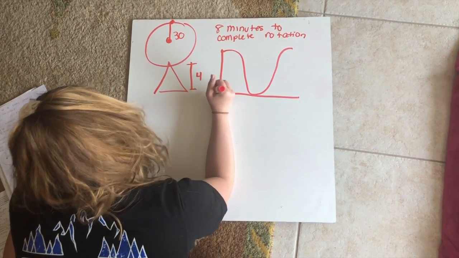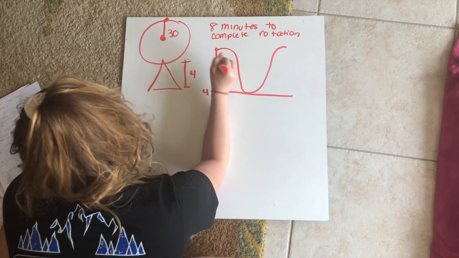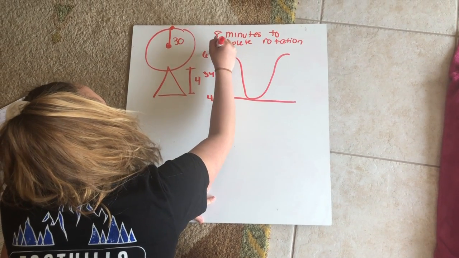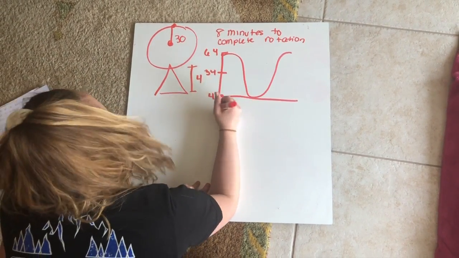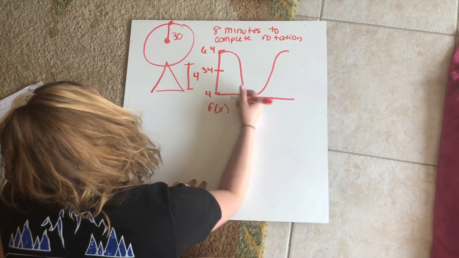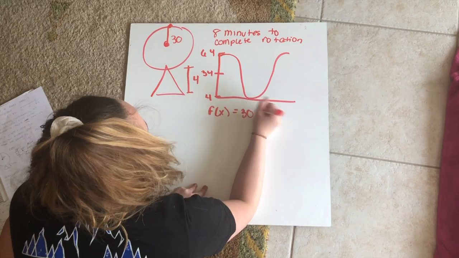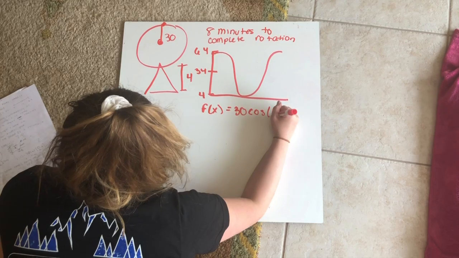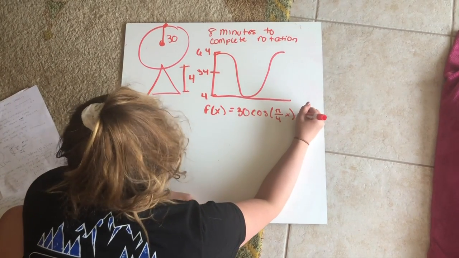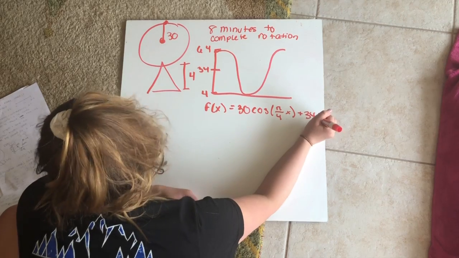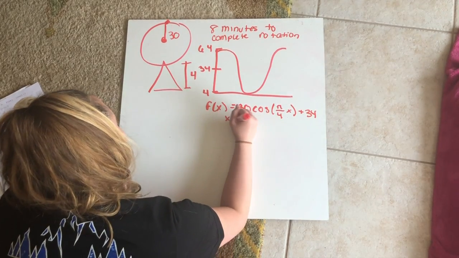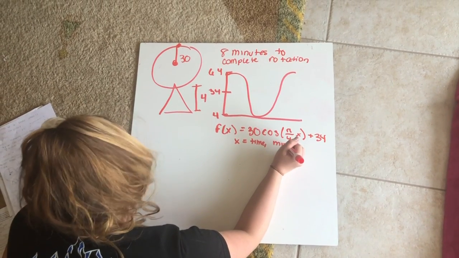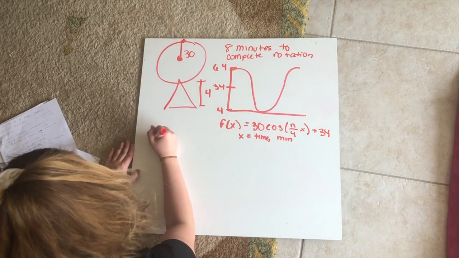To find this equation, you would do the amplitude times our function of x with our period inside, plus the midpoint. So this would be 30, which is the amplitude between the midline and both 4 and 64, cosine, and then the period next to x. The period is 2 pi over b, which is 2 pi over 8, and that translates to pi over 4, plus 34, which is our midpoint. And x is equal to time in minutes.